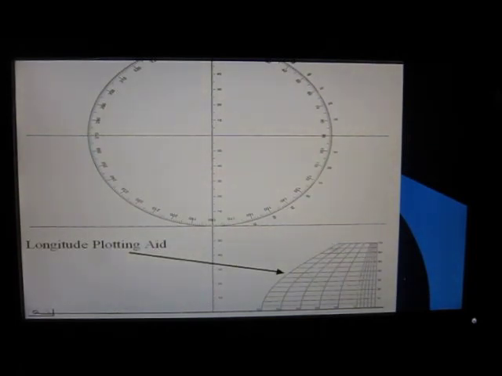So we have to use this little aid down here. Now right down here, or look on this side here, you see it starts out at 0, 10, 20, 30, 40, 50. This corresponds to your latitude, either north or south. And this is how far apart longitude lines are at that latitude.